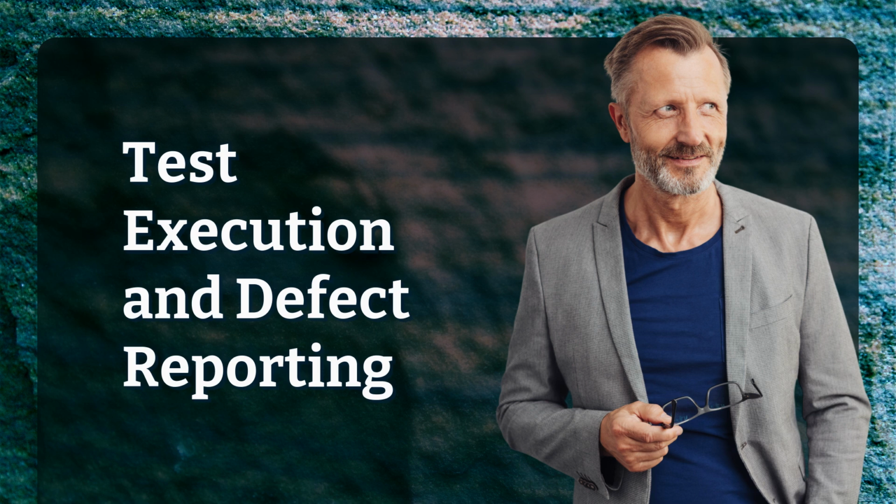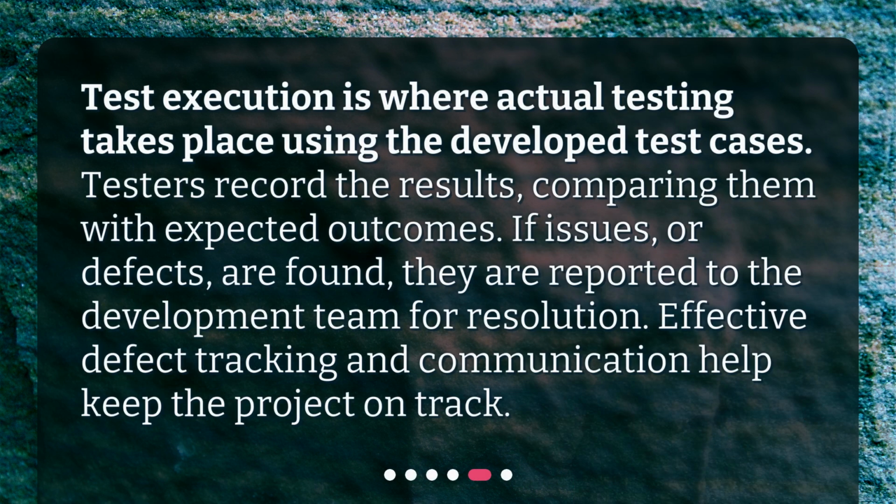Test execution and defect reporting. Test execution is where actual testing takes place using the developed test cases. Testers record the results, comparing them with expected outcomes. If issues or defects are found, they are reported to the development team for resolution. Effective defect tracking and communication help keep the project on track.